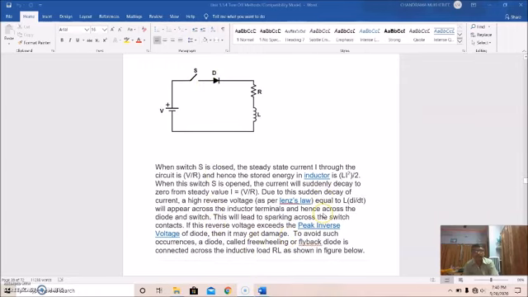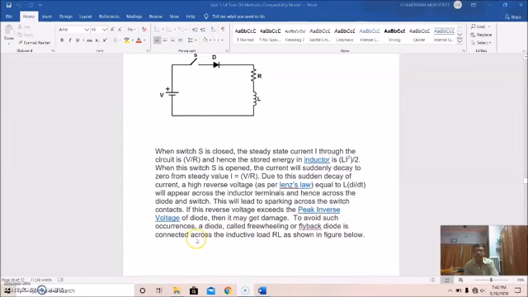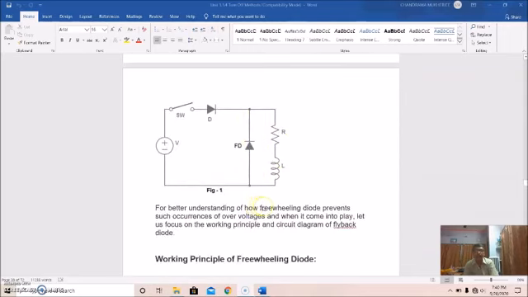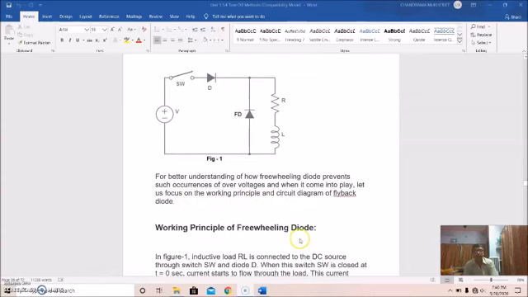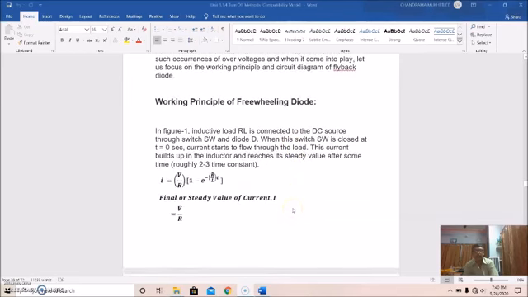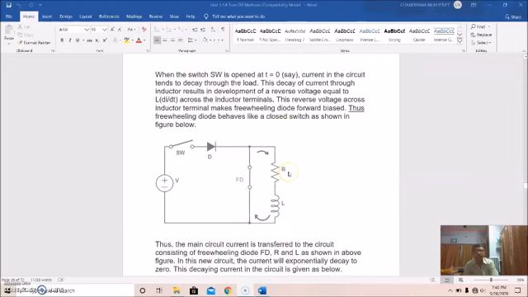So to avoid such occurrence, a freewheeling or flyback diode is connected across the inductive RL load here. So how does the freewheeling diode prevent such a voltage, and when does it come into play? So let's concentrate on the working principle of the freewheeling diode. Here an inductive load RL is connected to a DC source through a switch and the diode, as shown here.